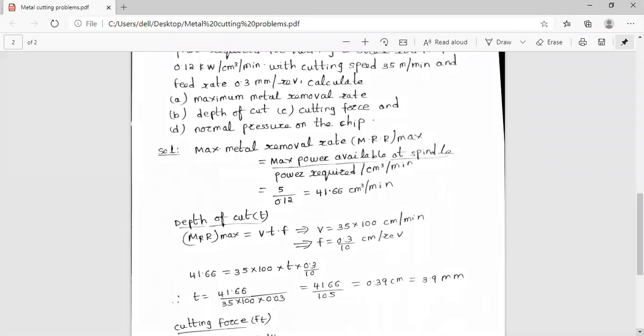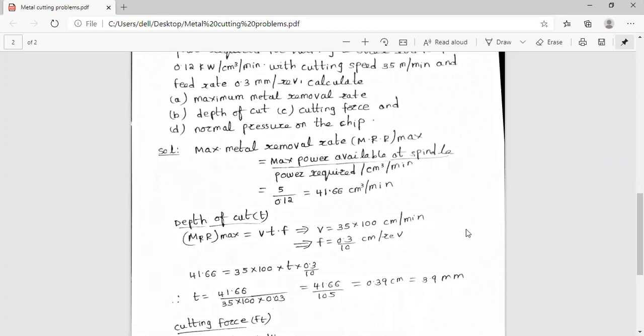The next one is the depth of cut. The depth of cut is given by t, but already you have seen the cutting speed is given as 35 meters per minute. You have to convert it into centimeters per minute, because the power equation is given in 0.12 kilowatt per centimeter cube per minute. You have to concentrate on the conversion of units. The maximum metal removal rate is given by V, the cutting speed, into the depth of cut, into feed.